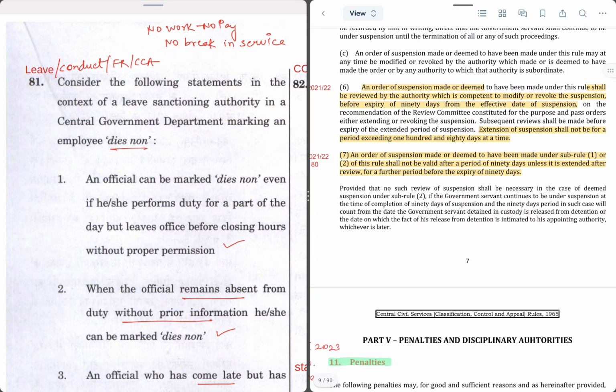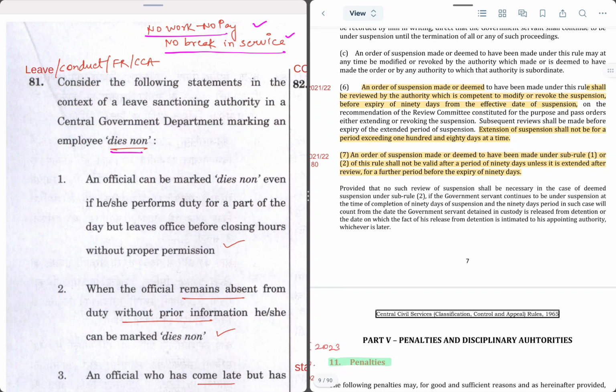Next question falls in the miscellaneous category again. It pertains to various topics like leave, conduct, FR, CCA, and it discusses the concept of dies non. Dies non basically has two underlying principles, that is, no work, no pay. And when a government servant is marked dies non, he loses financial benefits, but there is no break in service. So these are the two key attributes of dies non. So let's read the question.